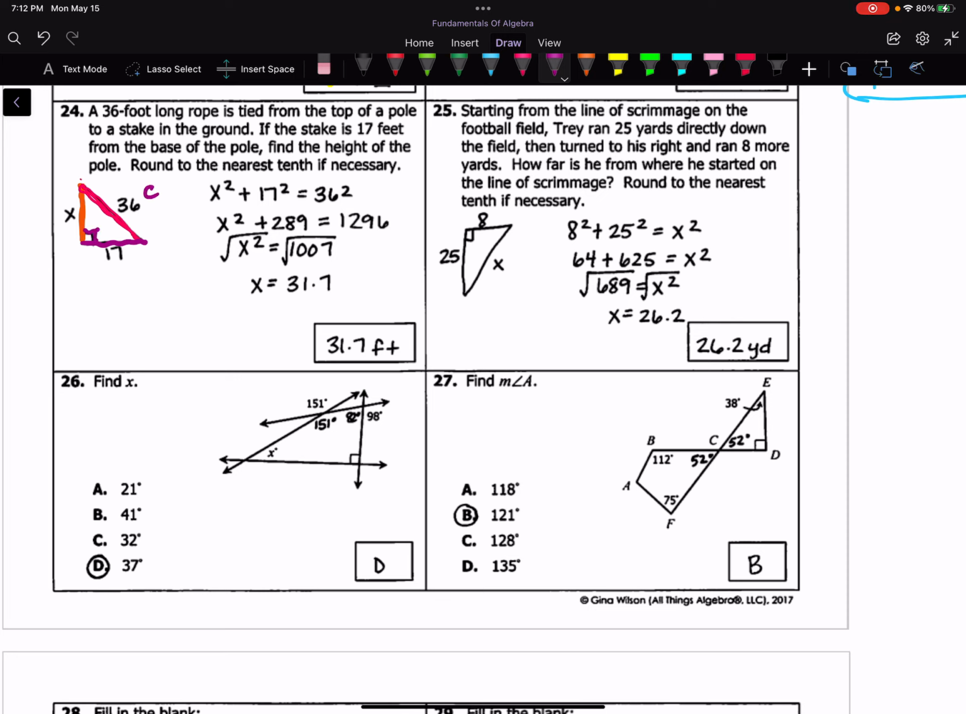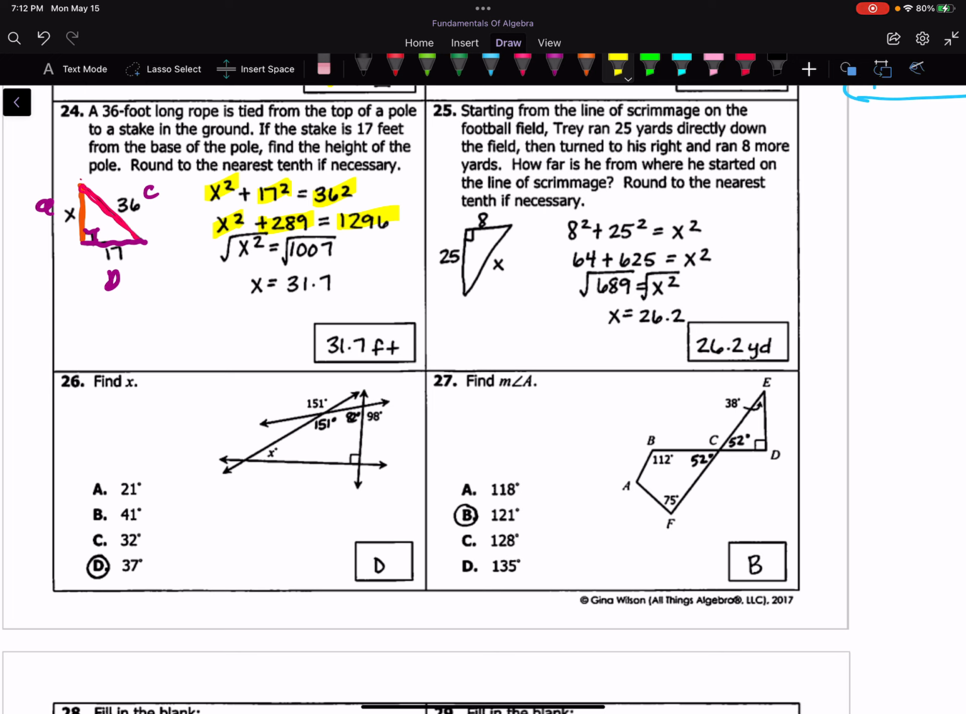We know that this is our C. These two can be A or B. Okay? And let's go ahead and do that in green. Or let's highlight it. A squared, which is we're substituting X. 17 squared, 36 squared for B and C. 17 squared is 289. C squared, 36 squared, 1296. Got the square root of that.